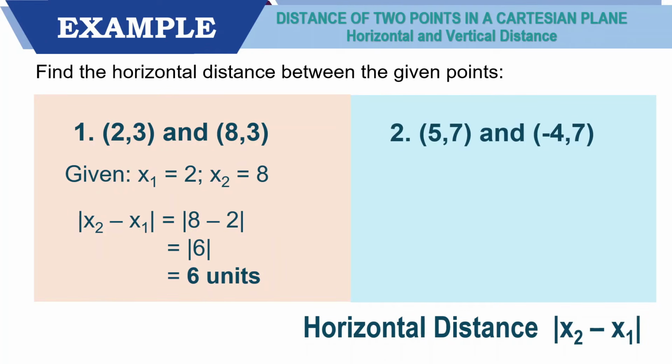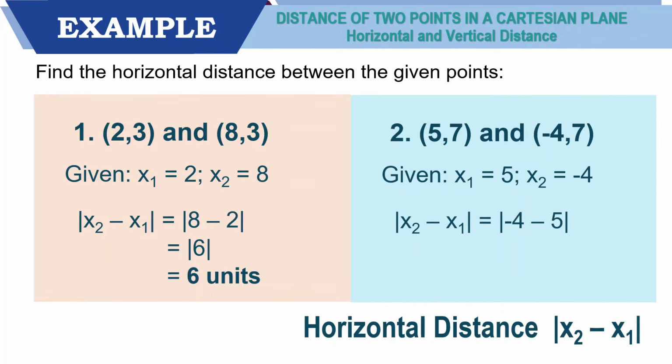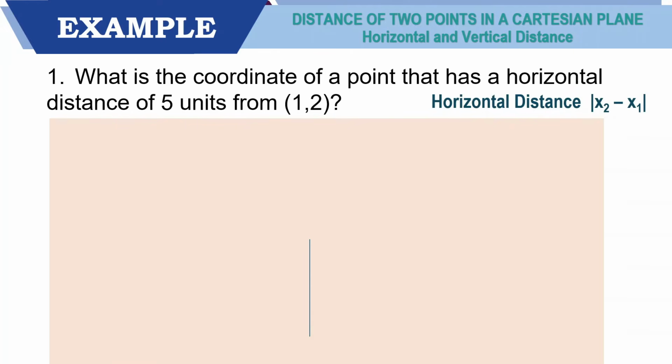How about 5, 7, and negative 4, 7? Substituting to the formula x sub 2 minus x sub 1, we have the absolute value of negative 4 minus 5. And that will give us negative 9. And since we're talking about absolute value, that will be equal to 9 units. It will just go back to its positive state.